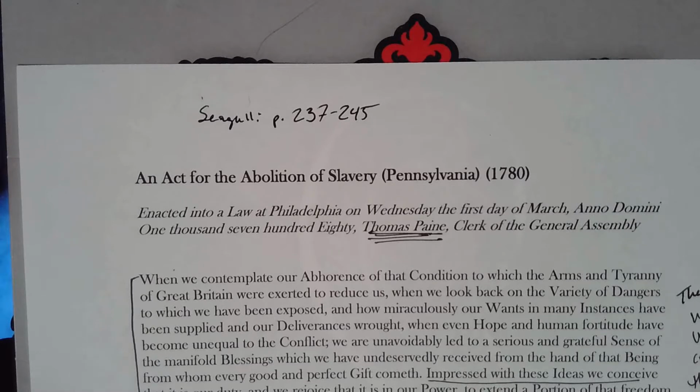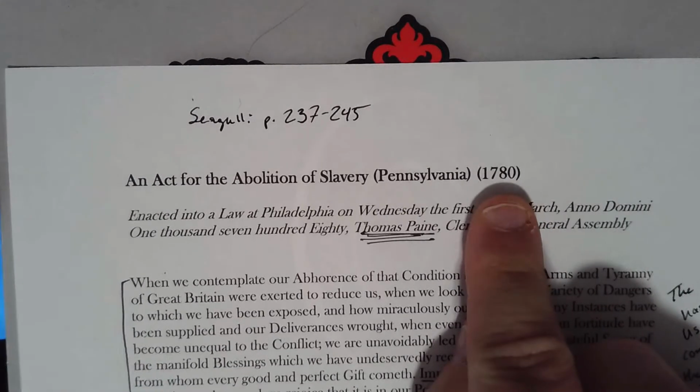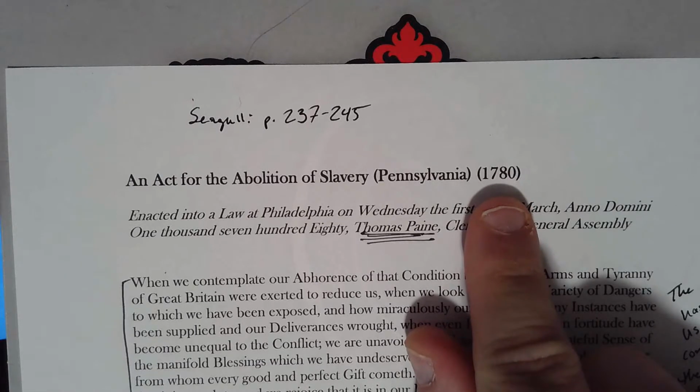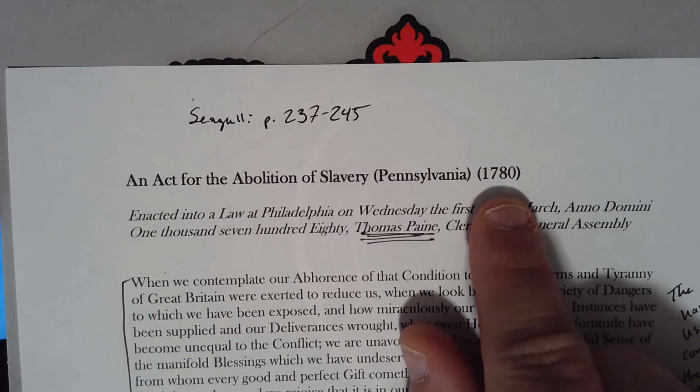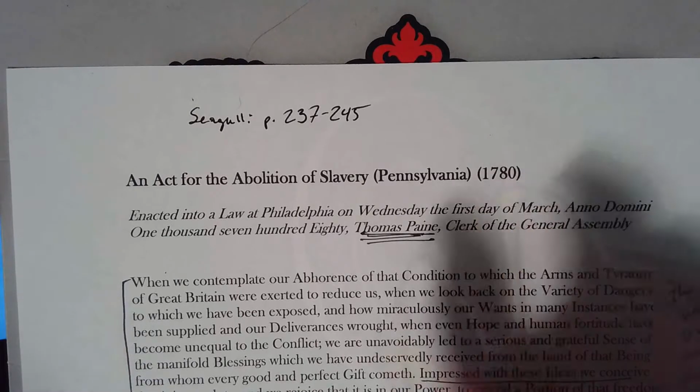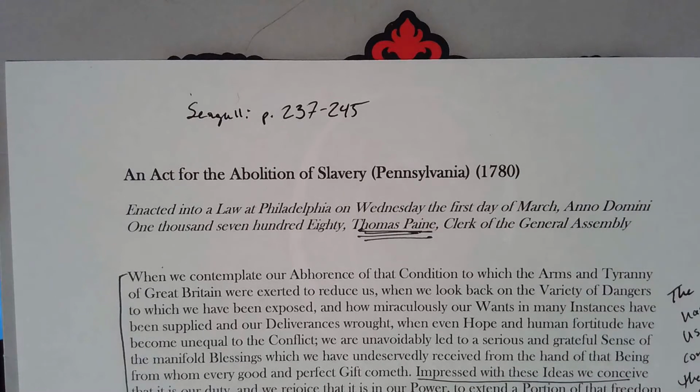The revolution is happening, so you can see 1780, we're well into the war at this point. The war is still going on, it's not over. It doesn't end until 1781, number one, and then the peace treaty isn't signed until 1783. So the war is still raging, though at this point the French have come in and things look a little bit better for the American patriots.